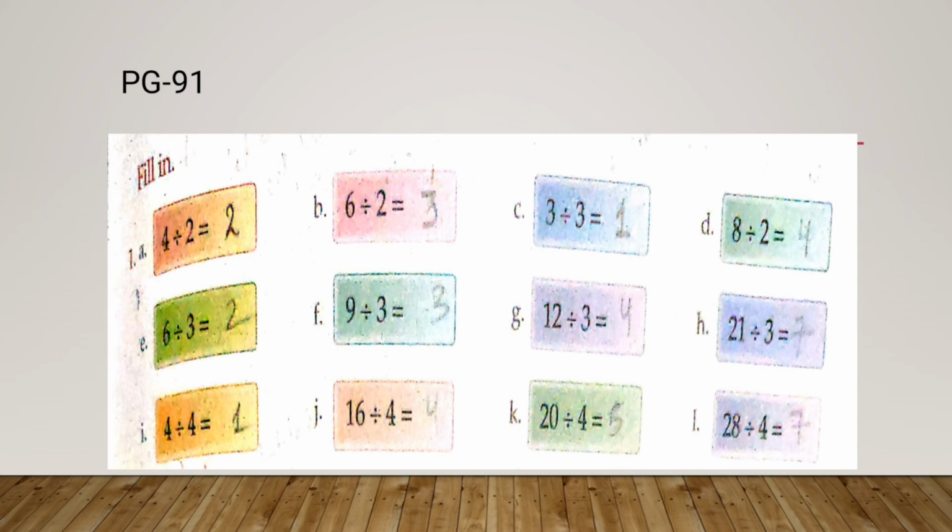Now K part, 20 divided by 4. You will read the table of 4 until you get 20. So 4 5s are 20. So children, your answer will be 5. Now L part, 28 divided by 4. Here you will recite the table of 4 until you get 28. So children, 4 7s are 28. So here your answer will be 7.